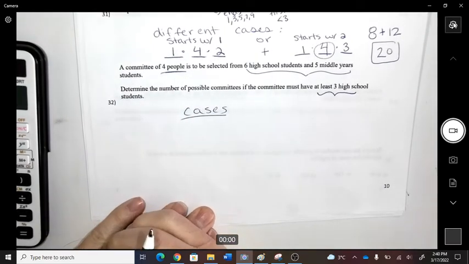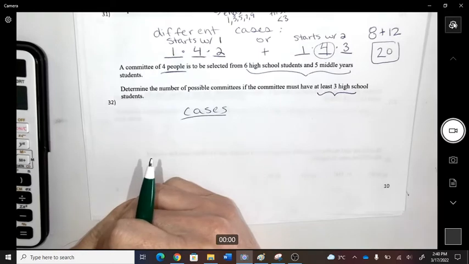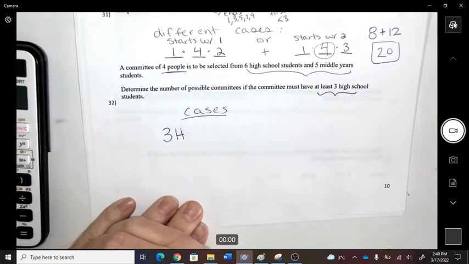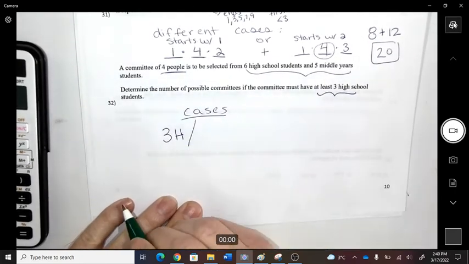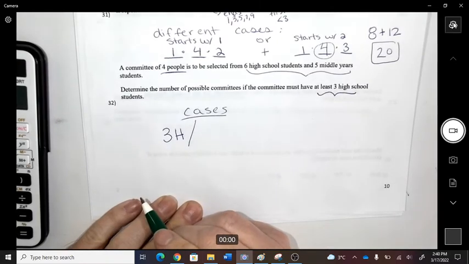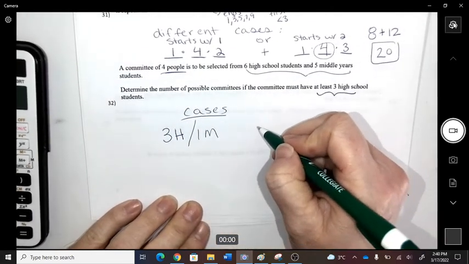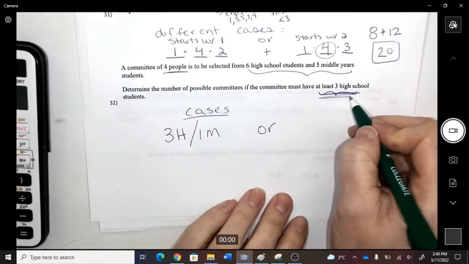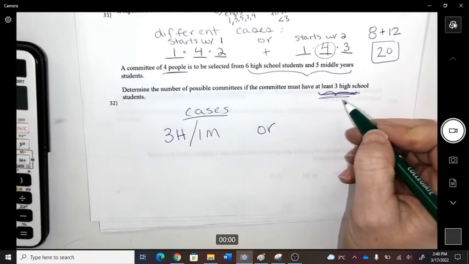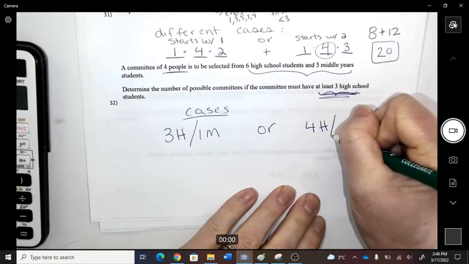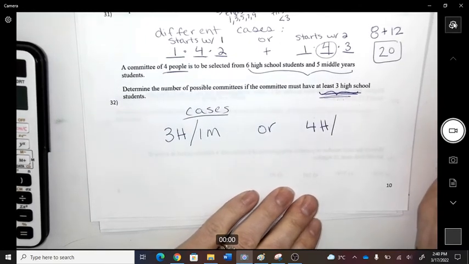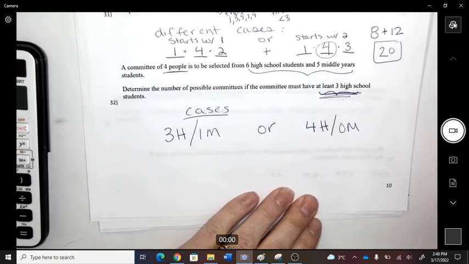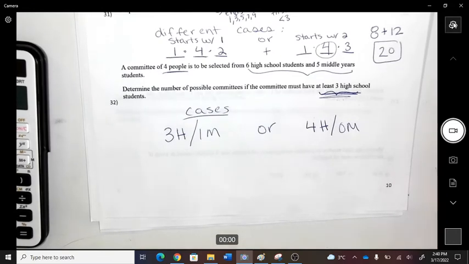Okay, so what's the first case? What's on your committee in the first case? If there's 3 high schoolers, slash, how many middle school people would have to be on that committee? 1. Or, what else would be possible? 4. Because this says at least 3, so you could have more than 3. So you could have 4 high schoolers. And if you put 4 high schoolers on there, what would you need for middle schools? None. You don't need any middle schoolers then. And that's it for the cases.